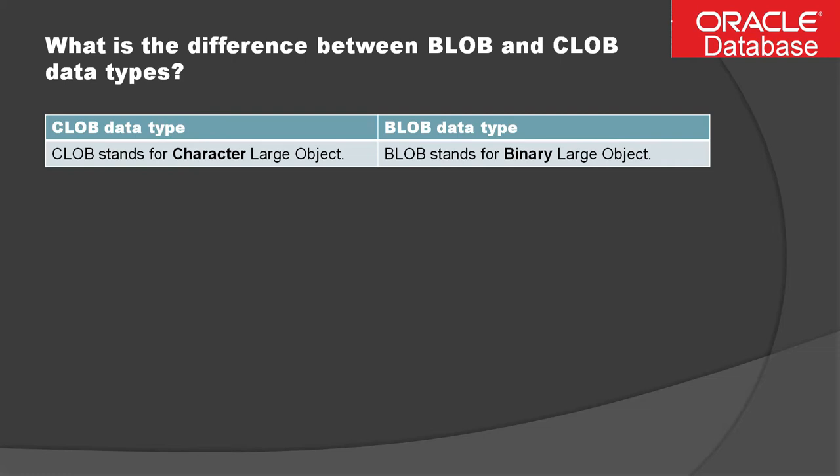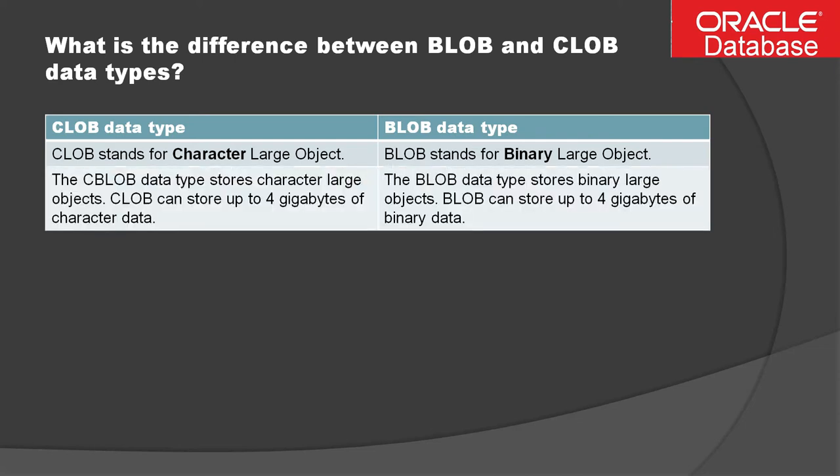So when you say CLOB, the full form of CLOB is character large object. C stands for character, L stands for large, and OB stands for object. Similarly, the full form of BLOB is binary large object. Now the second difference: the CLOB data type stores character large objects. So the full form itself is character large object. That means CLOB can store only character-oriented data, right?